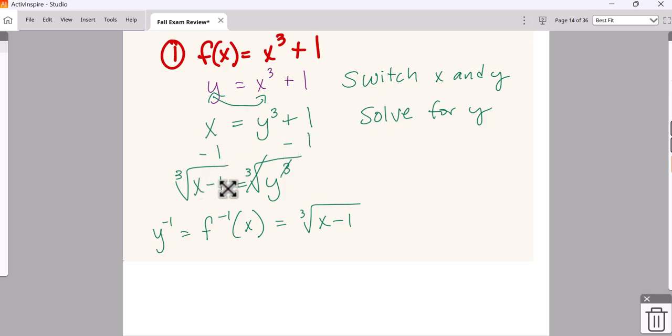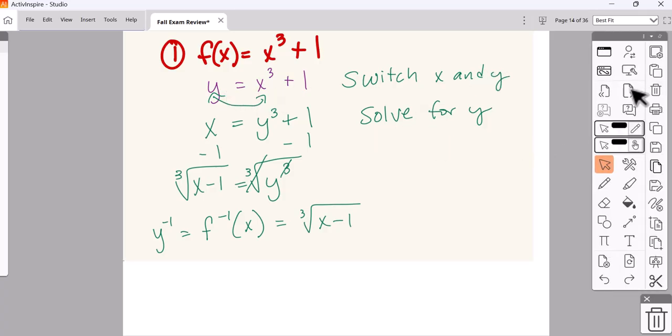So x minus 1. And then I'm left with y cubed, and so to get rid of the y cubed, I need to cube root, which is the opposite, or the inverse operation that's going to undo that. And so cube root both sides, and so I'm left with the cube root of x minus 1, all on the inside, is equal to inverse y, or f inverse of x is how you read that. So swap x and y in the equation and then solve for y.